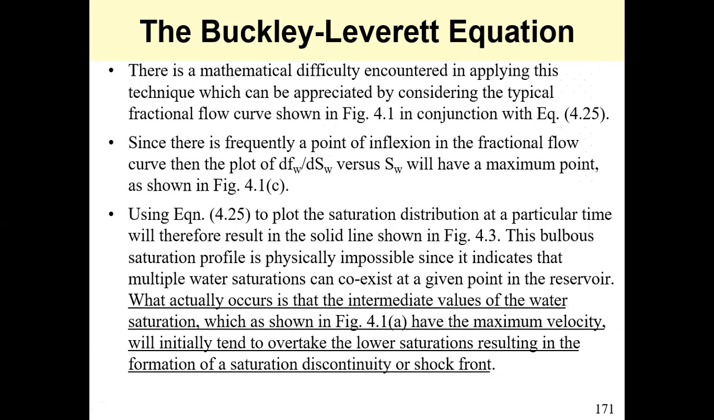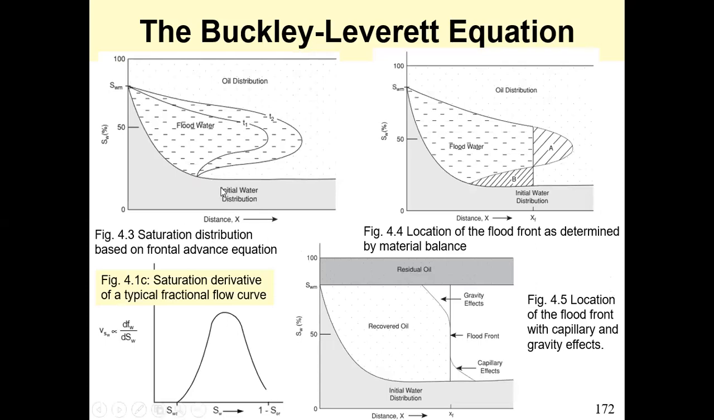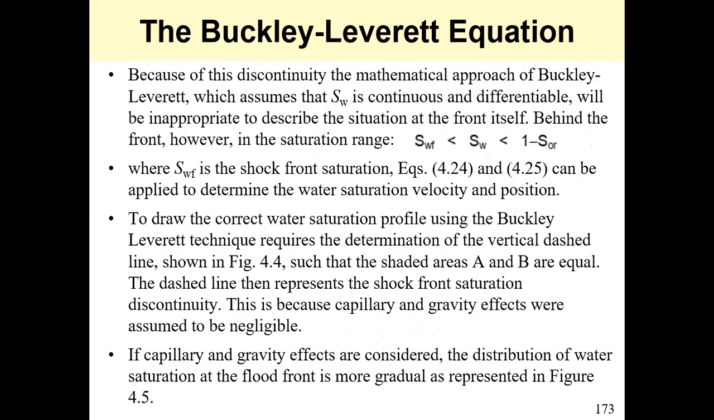So this bulbous saturation profile is physically impossible, since it indicates that multiple water saturations can coexist at a given point in the reservoir. What actually occurs is that the intermediate values of the water saturation, which is shown in figure 4.1a, have a maximum velocity, which initially tend to overtake the lower saturations, resulting in the formation of a saturation discontinuity or a shock front. Actually, I've shown the shock front much earlier. Because of this discontinuity, the mathematical approach of Buckley-Leverett, which assumes that the water saturation is continuous and differentiable, would be inappropriate to describe the situation at the front itself.